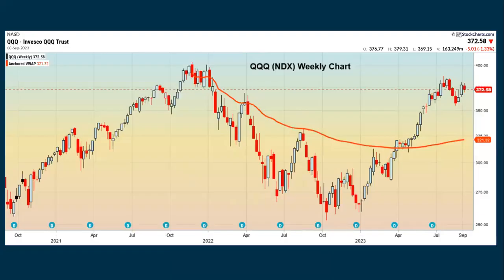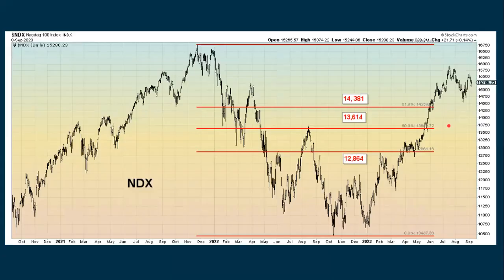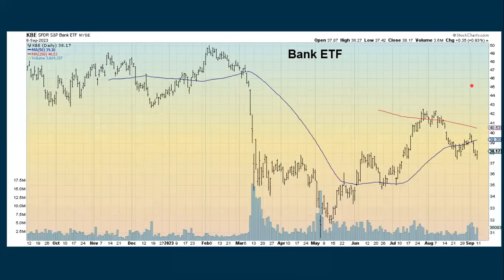Then we have a weekly chart of the QQQs, and then another anchored moving average going back to the all-time high, and we're still well above that level. Then we look at the NASDAQ 100. We're also still above this 61.8% retracement level. Now, when we were coming down, I was using this chart quite a bit, but we didn't quite get down to this level. And now that we've been going back up, I haven't been showing this chart.